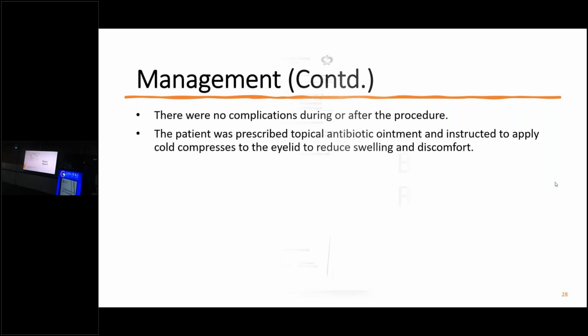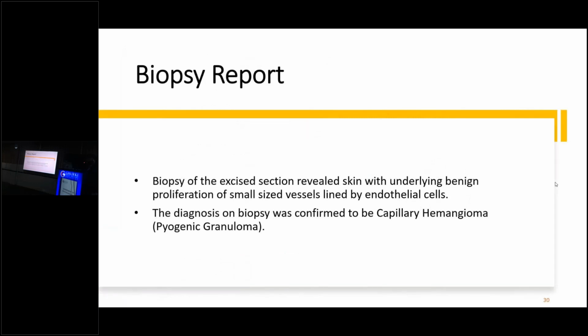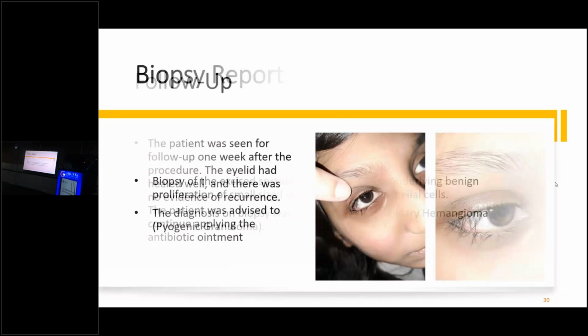This is the biopsy report of the patient. The biopsy sample was sent after being excised to the lab, and it revealed skin with underlying benign proliferation of small-sized vessels lined by endothelial cells. Upon diagnosis, it was confirmed to be pyogenic granuloma.